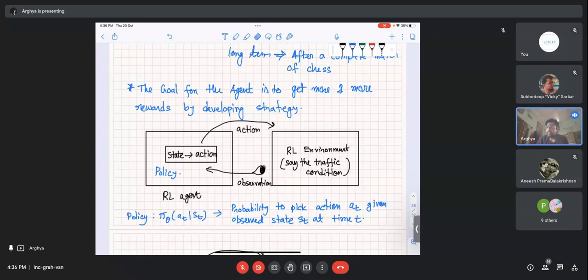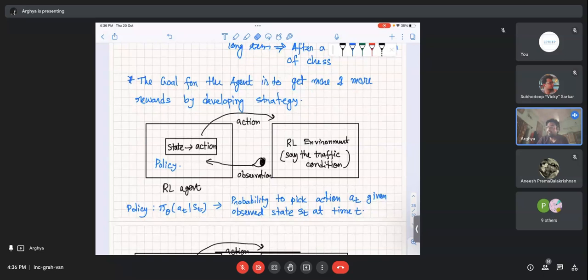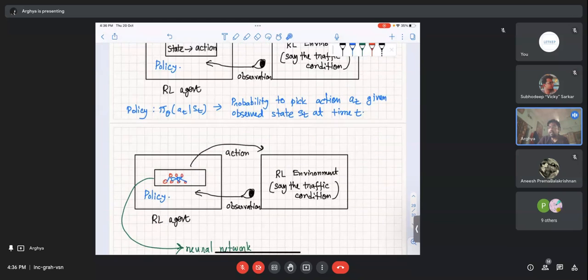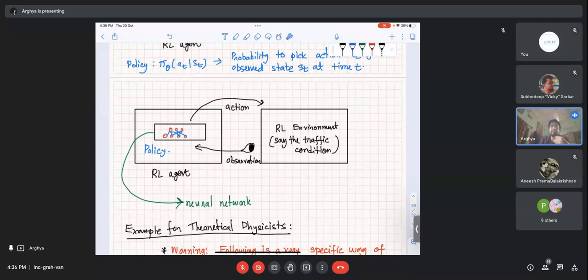So the goal is this: your agent, which is your reinforcement learning agent, would look at your environment, say the traffic condition, for example, and then looking at the state, it would take some action. That action would again directly affect the environment. And after looking at this effect, it would do the same observation and do this again and again. Okay.